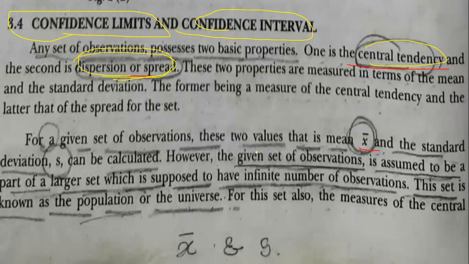So for a given set of observations, these two values, that is the mean x bar and the standard deviation s, can be calculated. However, the given set of observations is assumed to be part of a large set which is supposed to have an infinite number of observations.